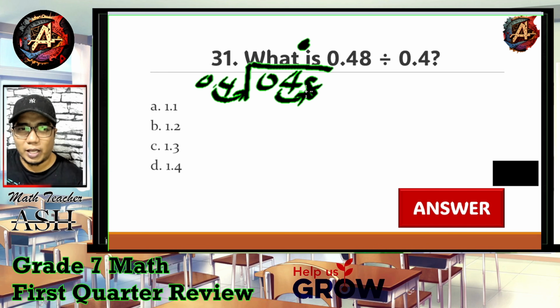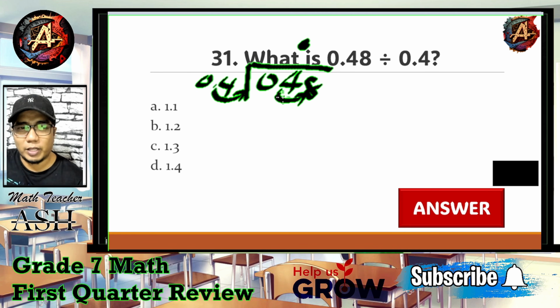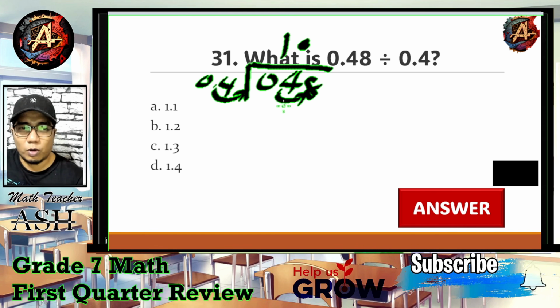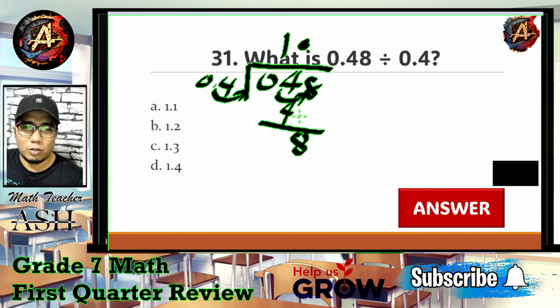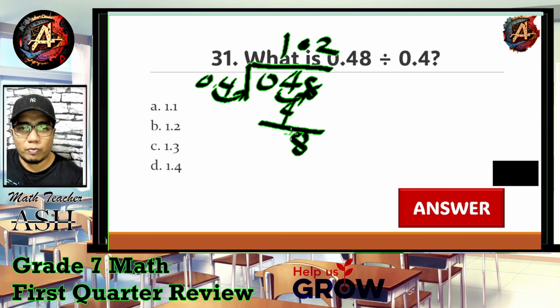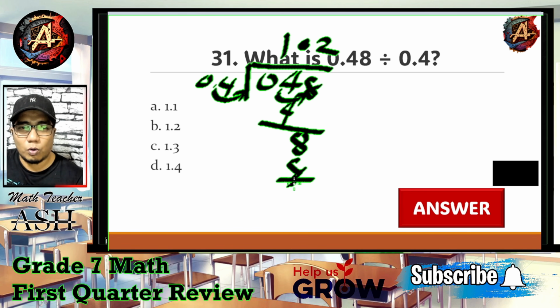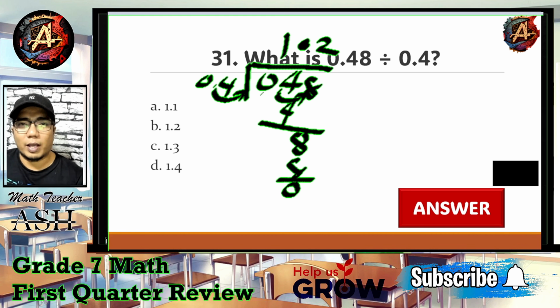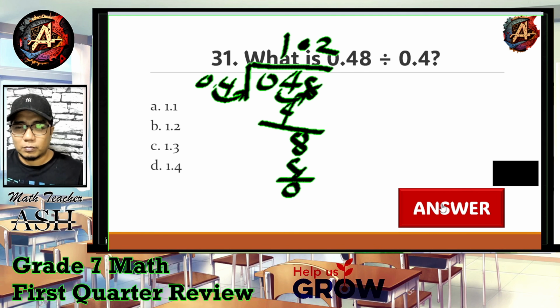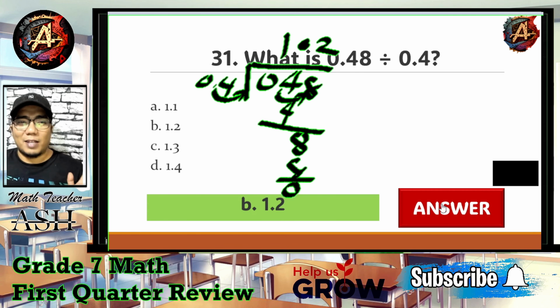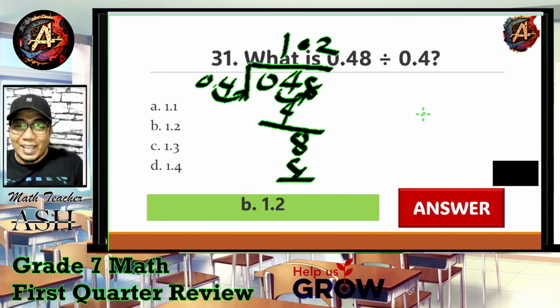So 48 divided by 4, or 4.8 divided by 4. 4 divided by 4 is 1. 1 times 4 is 4. Bring down 8 because 4 minus 4 is 0. Then 8 divided by 4 is 2. 2 times 4 is 8. Therefore, you have no remainder. So 1.2 is the correct answer, letter B. Let's check whether we are correct. Alright, my dear math learners, we are correct. The answer is 1.2, or 1 and 2 tenths.